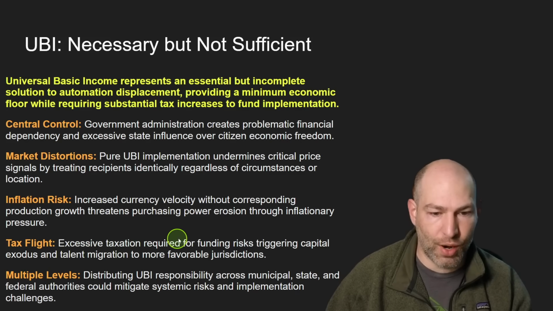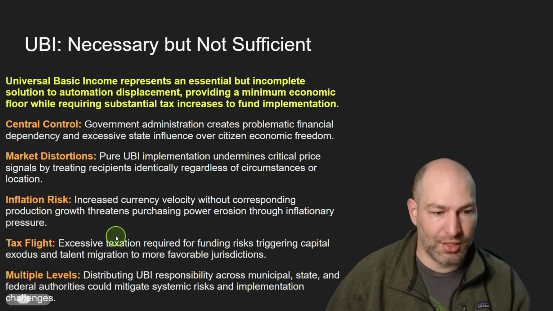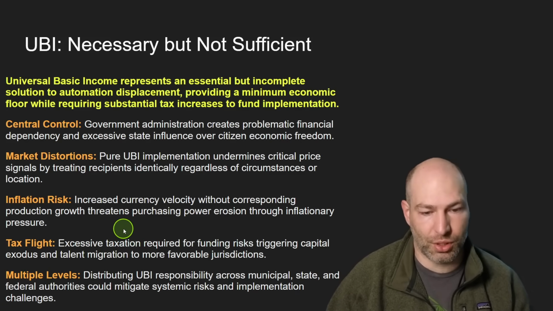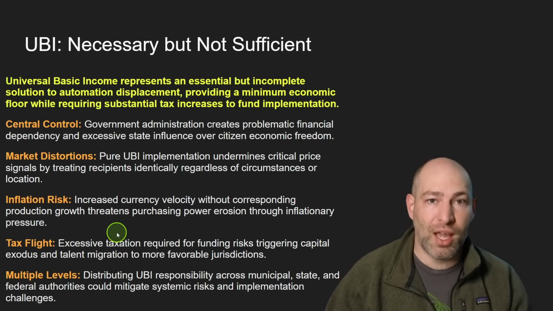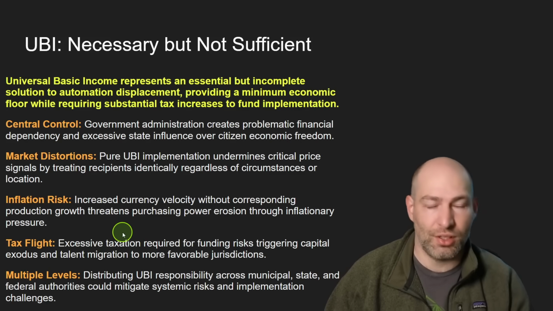Next is tax flight. Excessive taxation required for funding UBI risks triggering capital exodus and talent migration for more favorable jurisdictions. The more taxes you pay, the more acutely you are aware of and trying to optimize your tax havens.